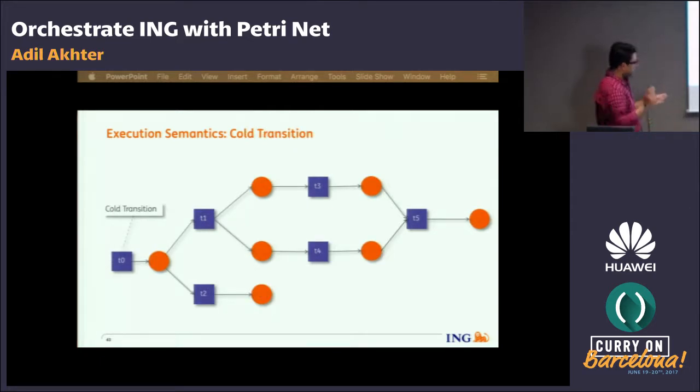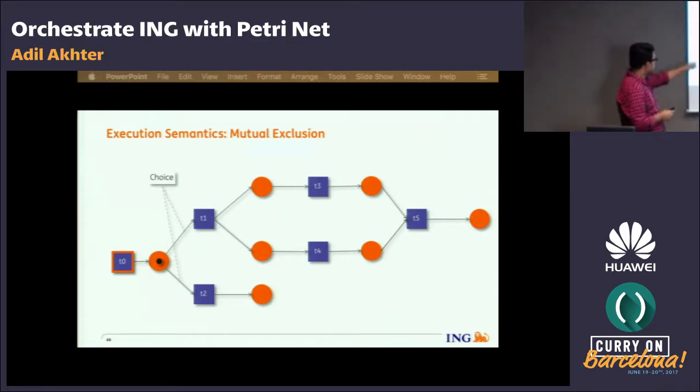Then there is this concept called cold transition. In this case, T0 is a cold transition because it doesn't have any input places. So it is enabled all the time. And this kind of transition is a bit rare, but it represents the event that can be fired from outside of the Petri Net. So you could fire something from outside that can produce a token. So that's what it represents. It models the communication from outside the Petri Net into inside the Petri Net.